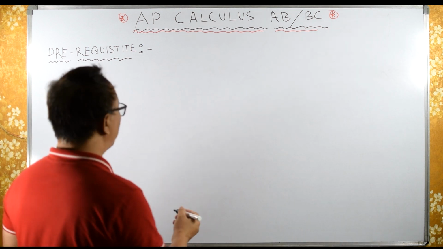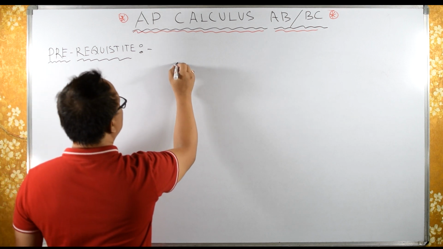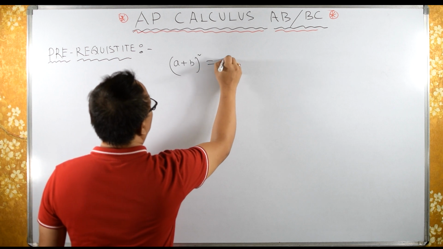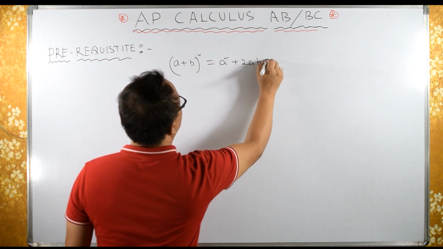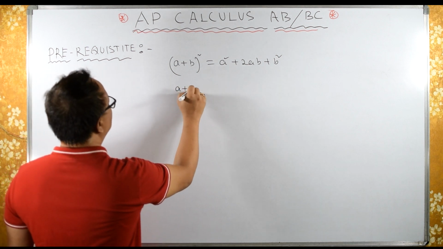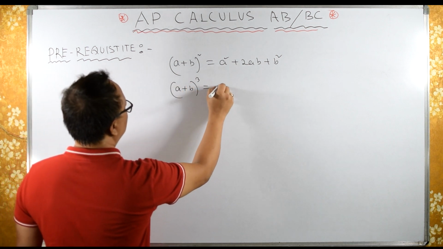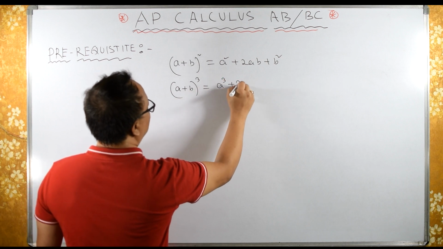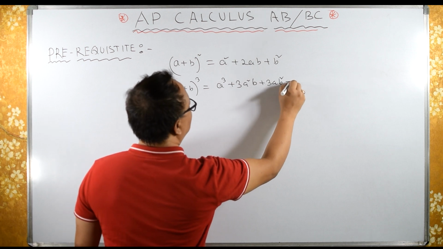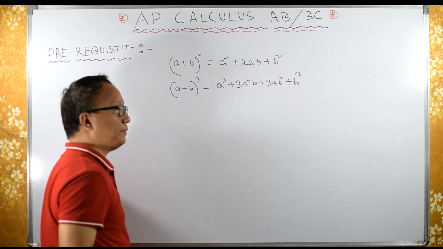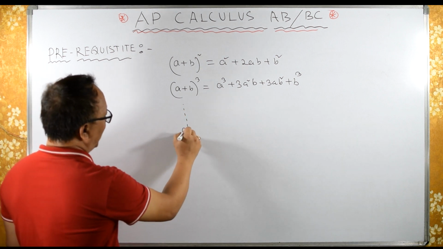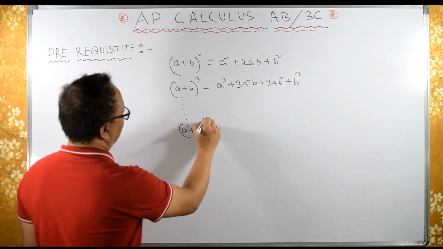Now let's take some small algebra. As everyone knows, (a plus b) whole squared is what? a squared plus twice ab plus b squared. Similarly, we know (a plus b) cubed is equal to a cubed plus thrice a squared b plus thrice a b squared plus b cubed. Okay. Similarly, if I ask you to find what (a plus b) raised to 5 is, how to find this?